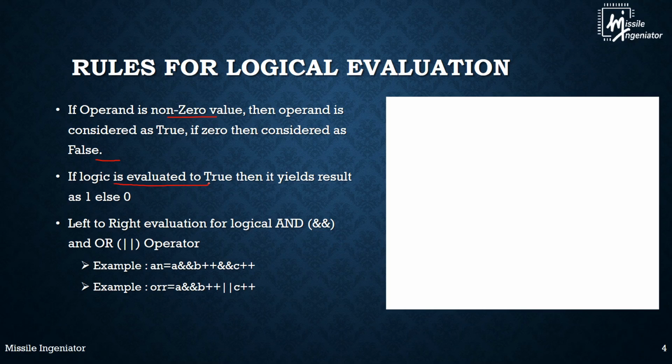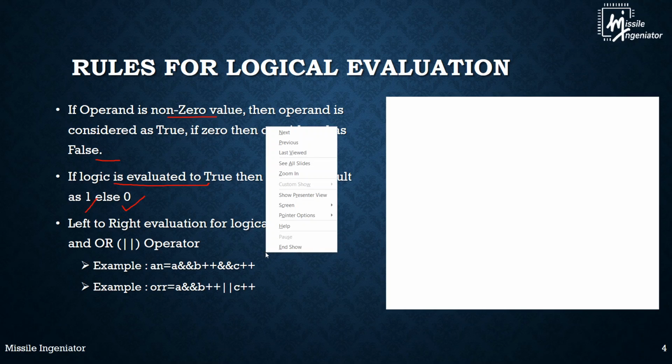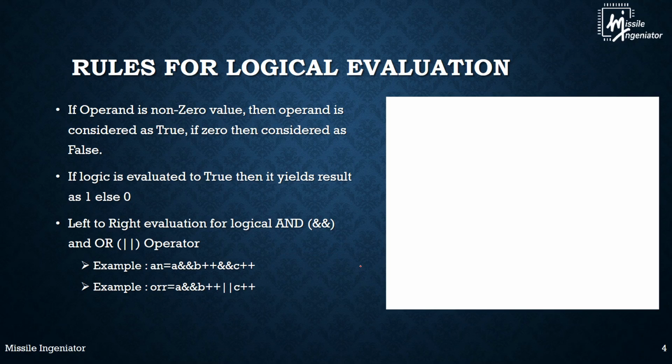If you have any logical expression, say a ampersand b, and this result is evaluated to true, then the boolean result is 1, whereas in case of a false result, it is evaluated to 0. That's what this point says: if the logic is evaluated true, the result yields a 1; if it is evaluated false, the value is 0. The next thing is, these types of operations are evaluated from left to right. Let me explain with an example.